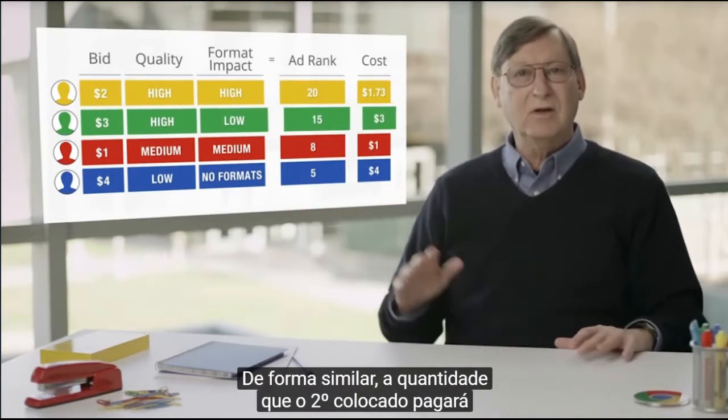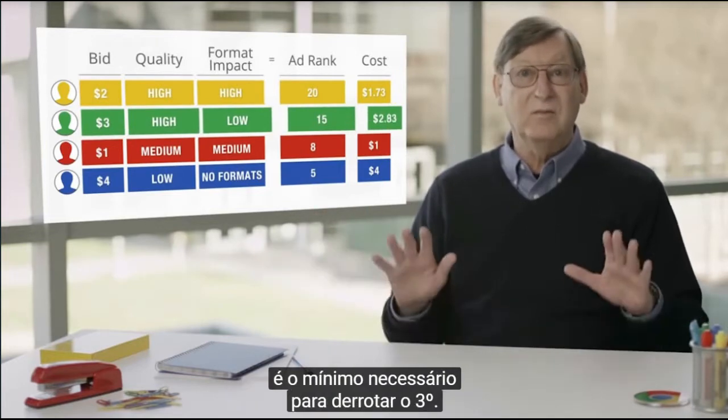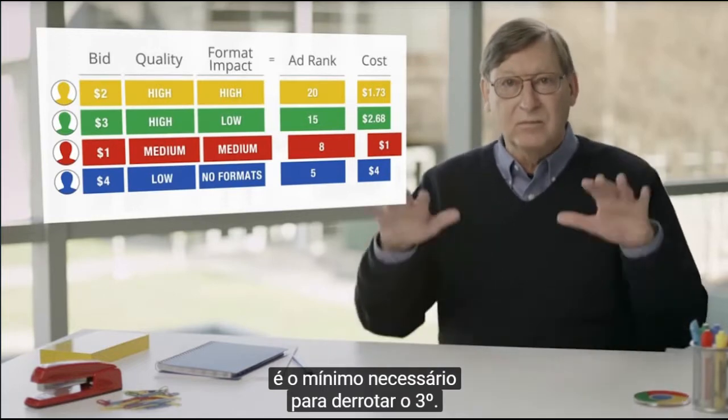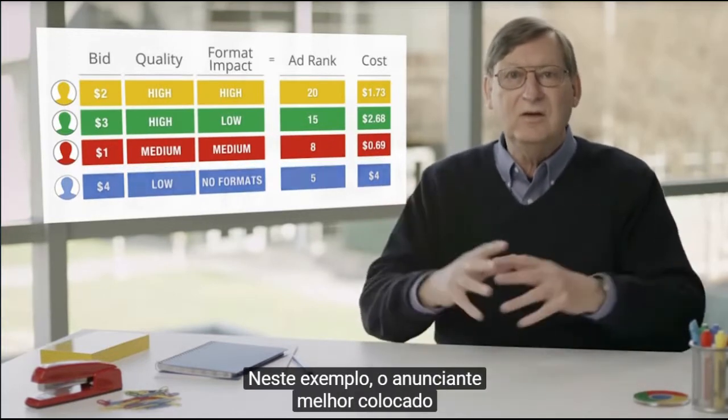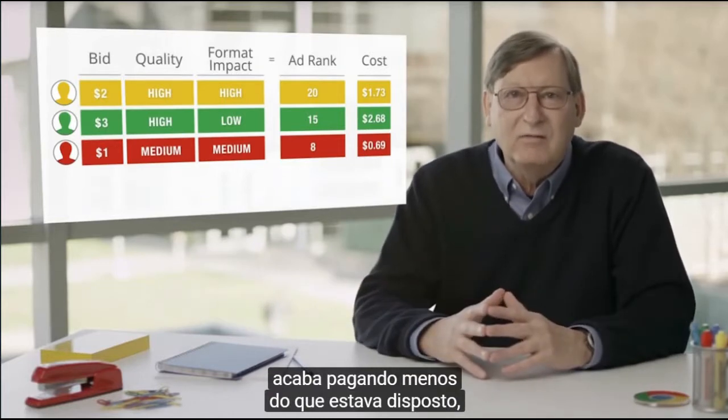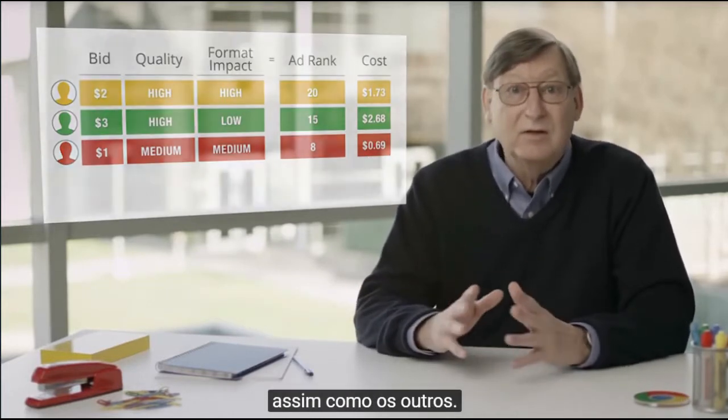Similarly, the amount that advertiser in position 2 has to pay is the minimum needed to beat the ad rank of the advertiser in position 3, and so on down the page. So in this example, the top-ranked advertiser winds up paying less than what he was actually willing to pay for a click. And it's the same for the other advertisers as well.